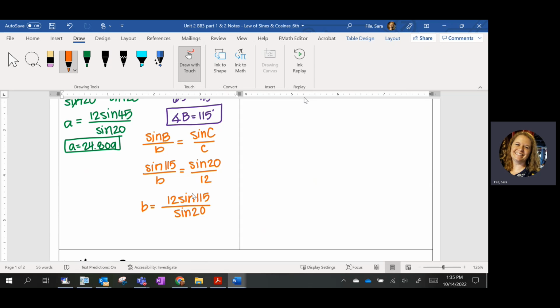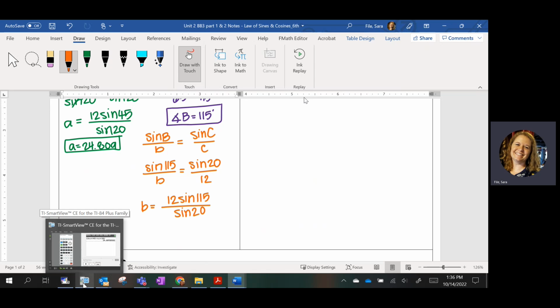Sine is not a number. It can't just cancel out. It's an operation. This is sine of 115 and sine of 20. Those are not the same thing. You cannot reduce those. You have to take the trig function first before multiplying, before dividing. Does that make sense? So don't make that mistake.